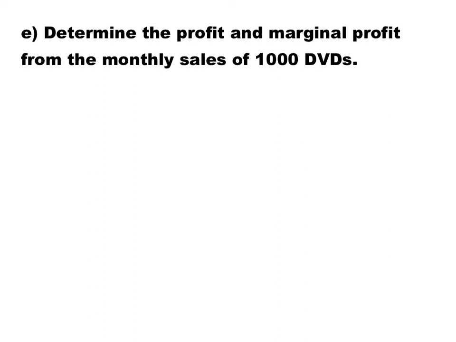The next part of the question says, determine the profit and marginal profit from the monthly sales of 1000 DVDs. We know that the profit function is equal to revenue function minus cost function. From the previous problems, the revenue function is x times the price function with the small p. Remember, this p and this p are different. This one is the price function, this one is the profit function, minus C of x.